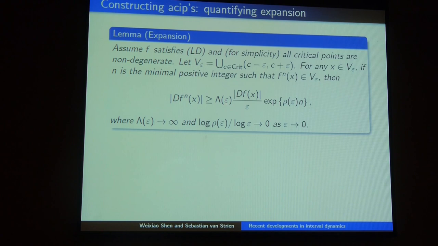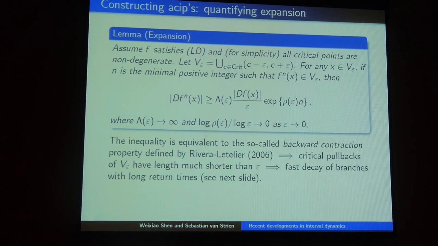Here, lambda epsilon is a constant dependent on epsilon. When epsilon is small, this is big. And this term, when x is close to the boundary of the epsilon neighborhood, is just a constant. When x is not too close to zero, it's a consequence. And we have an extra exponential term. So this gives an estimate on the lower bound of the derivative of first return maps, and in turn we can get the derivative lower bound for an arbitrary orbit.